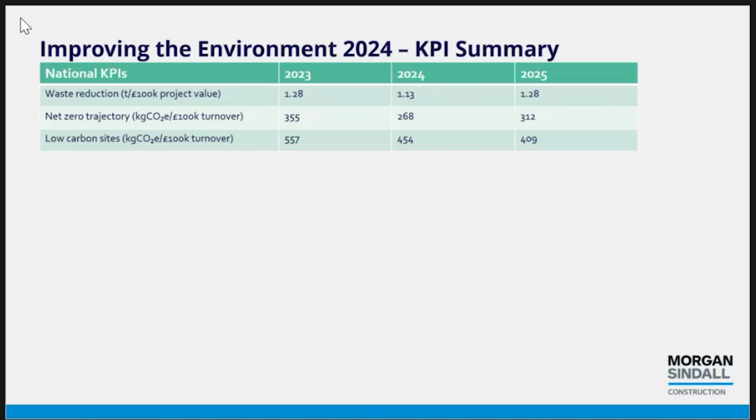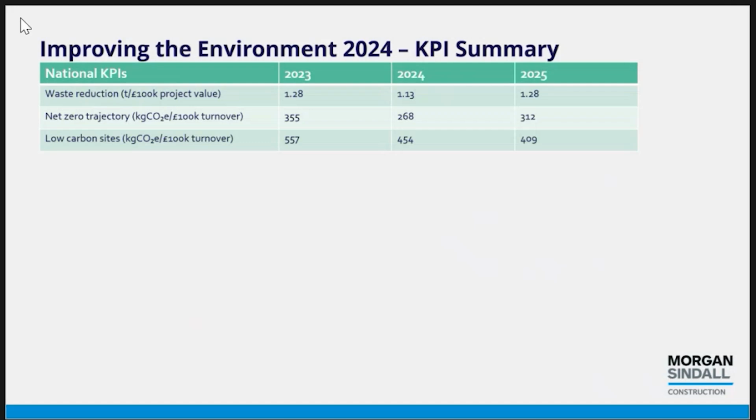So these are our national KPIs. We measure waste by tonnes per 100k of spend based on project value. And you can see there in 2023, we were at 1.28 tonnes. We dropped it down in 2024 to 1.13, but we did pick it back up in 2025 to 1.28 because we have flatlined as a business around the 1.6 mark. So we do need help from our consultants to start designing out waste at source.